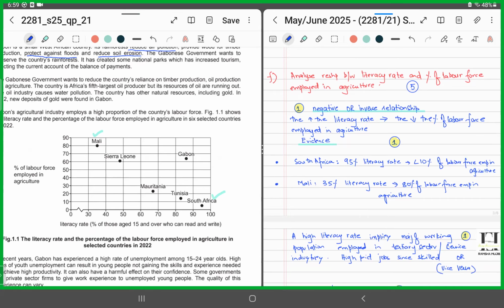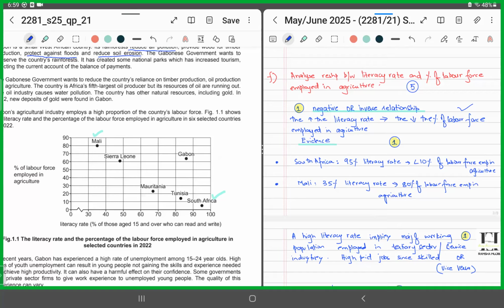That's the first step towards answering analyzed questions of section A. So, like I said, there exists a negative or an inverse relationship. Why? Because the higher the literacy rate, the lower the percentage of the labor force being employed in agriculture. So you mentioned this, 1 mark for this reason. It's a 5 mark question. Now you'll give the evidence. What makes you say that?